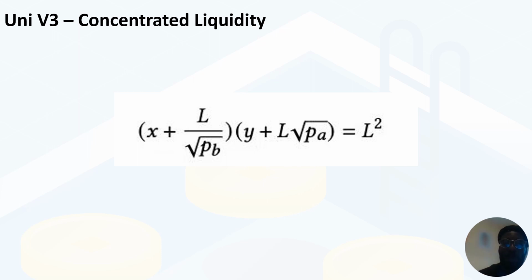Now we have PB, which is price B, and we have PA, which is price A. So as mentioned, we can distribute the price between two different points. So that's all this means here. Price A is the lower bound of the price that we are distributing our liquidity between, and PB, price B, is the upper bound that we are distributing our liquidity between, okay?